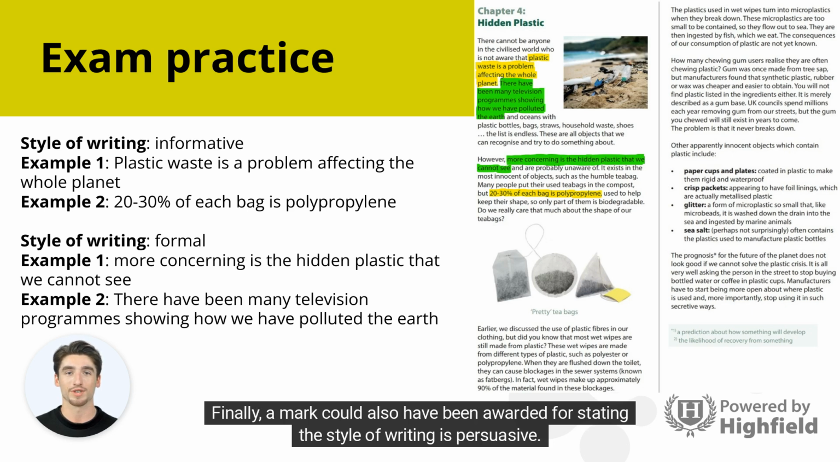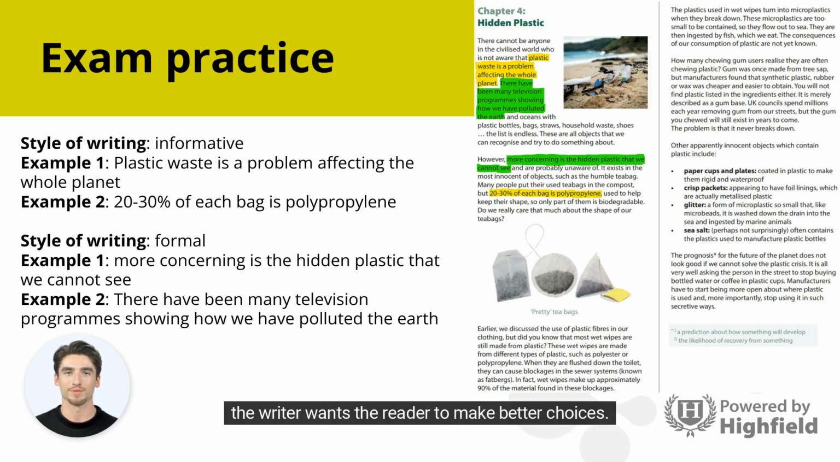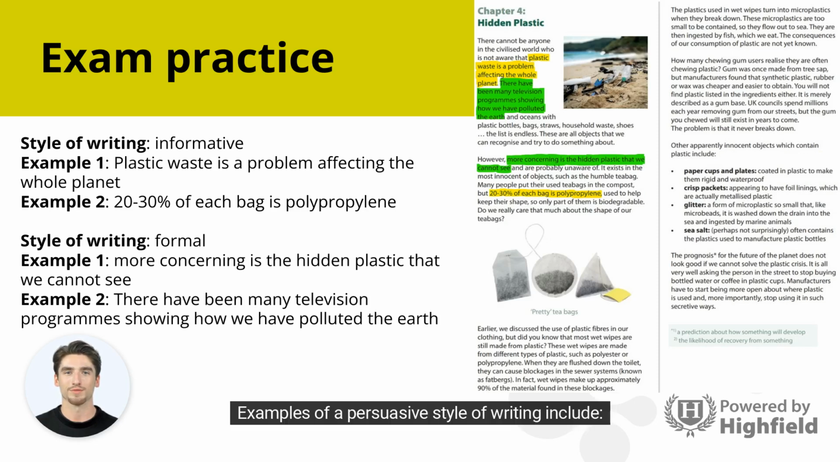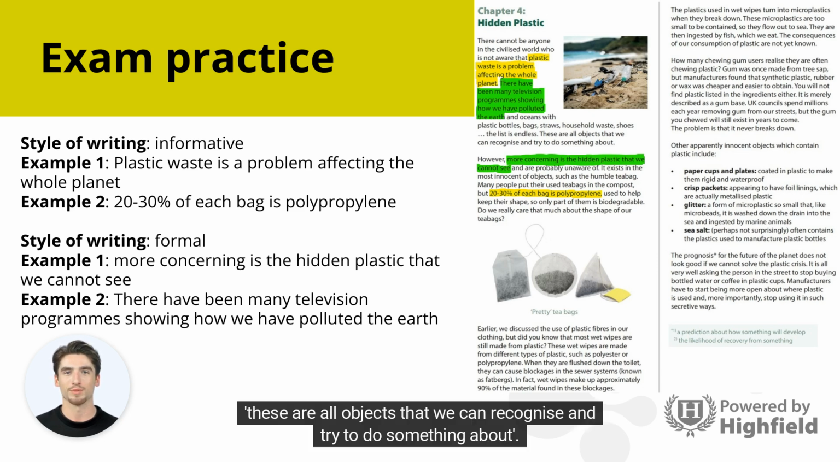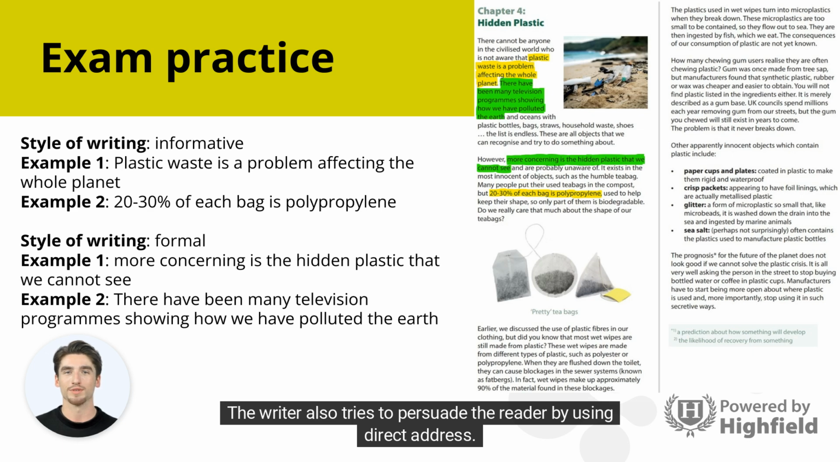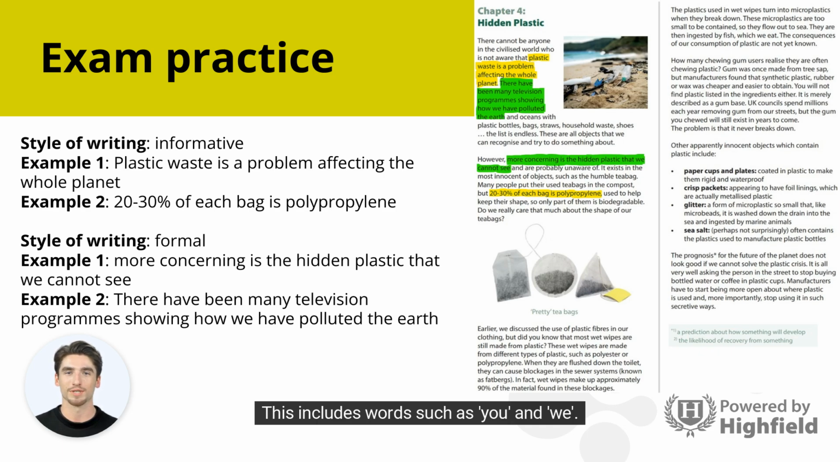Finally, a mark could also have been awarded for stating the style of writing is persuasive. The writer chooses language that attempts to make the reader feel guilty about the planet's waste. The writer wants the reader to make better choices. Examples of a persuasive style of writing include the rhetorical question, "Do we really care that much about the shape of our tea bags?" And the phrase, "These are all objects that we can recognize and try to do something about." The writer also tries to persuade the reader by using direct address. This includes words such as you and we.